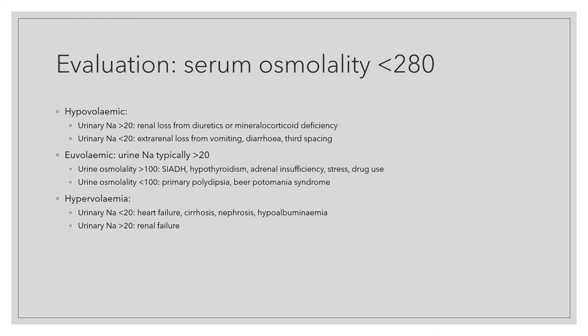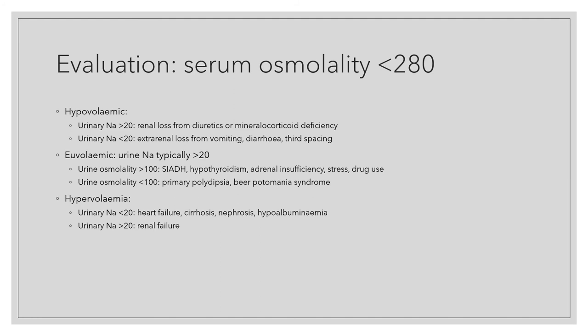If the patient is euvolemic, in this scenario, the urinary sodium is typically greater than 80. You want to look at the urine osmolality. And if the urine osmolality is greater than 100, then you're considering things such as SIADH, hyperthyroidism, adrenal insufficiency, stress, or drug use. If the urine osmolality is less than 100, then the causes are likely primary polydipsia or beer potomania syndrome.